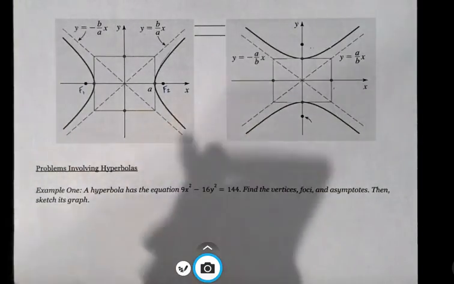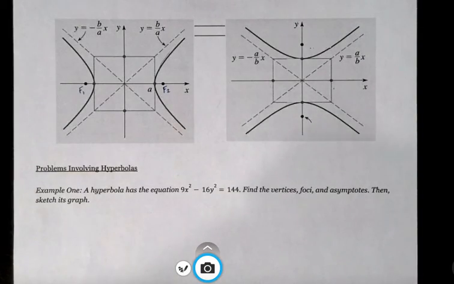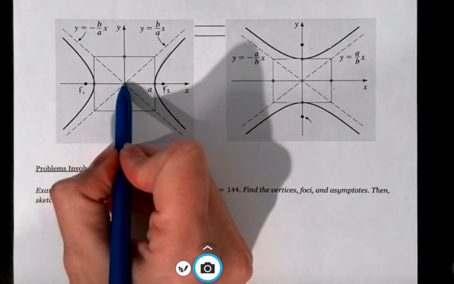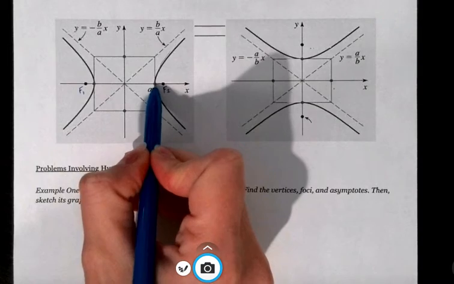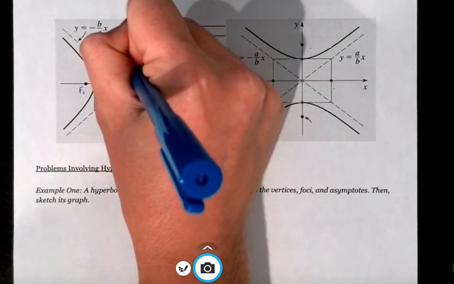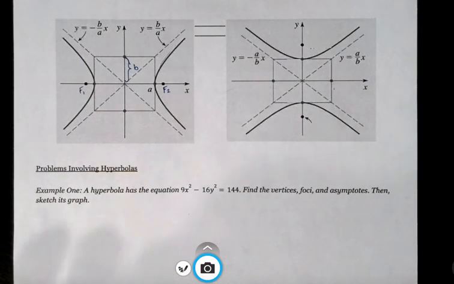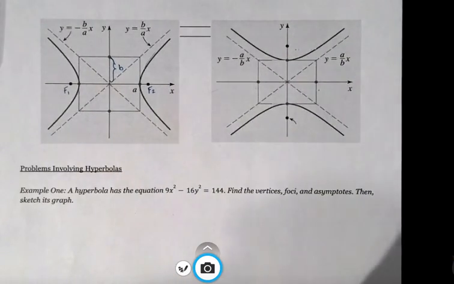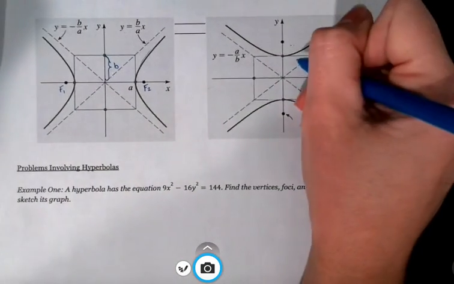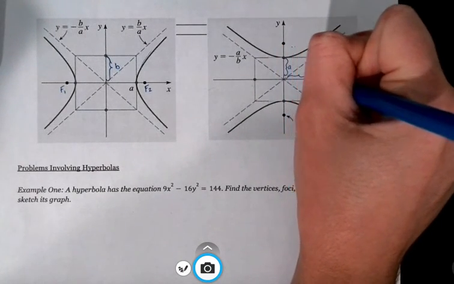Another thing I want to point out is this box really helps me graph a hyperbola. This length is A to the curve, and then this length here is B. And I'll show you how we can utilize this box when we're graphing. For this one, since this is vertical, this would be my A, and then this would be my B.